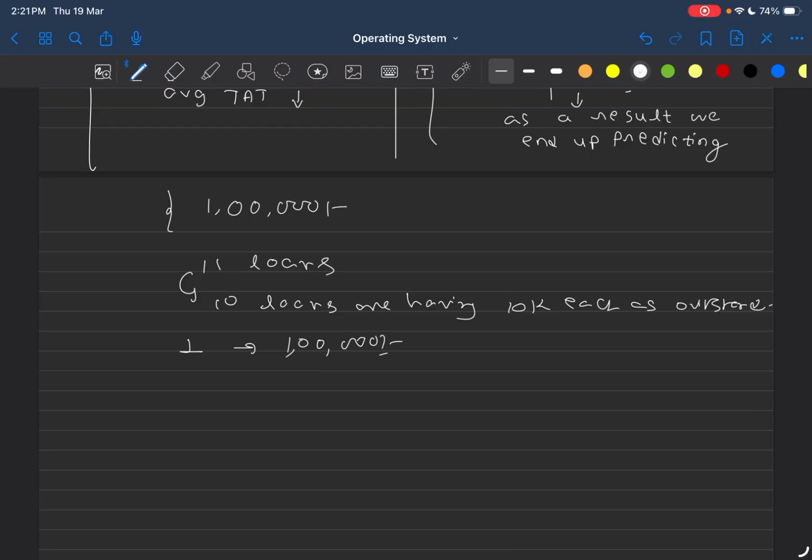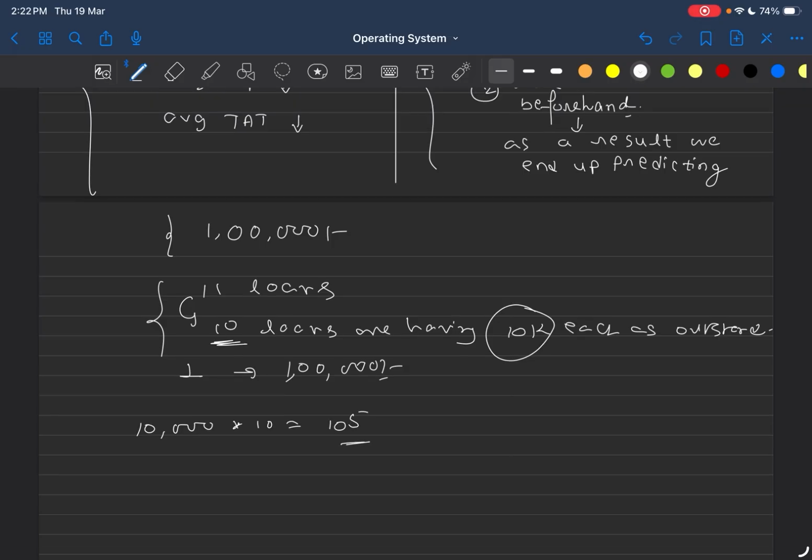Now, approach one is that you always finish your small loans first, following that algorithm. First you will try to finish these 10 loans. In 1 lakh rupees you can easily finish the 10 loans where each has an outstanding balance of 10k, because 10k multiplied by 10 is 10 to the power 5, so that is 1 lakh. So in this approach, using this 1 lakh rupees, you have already finished 10 loans.